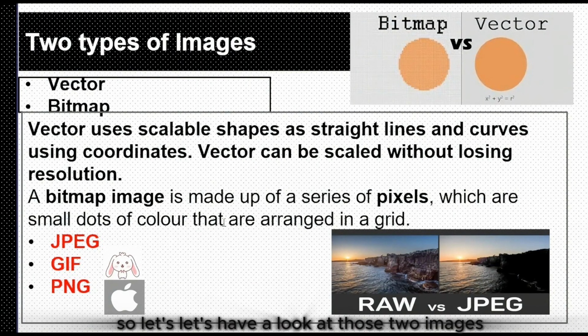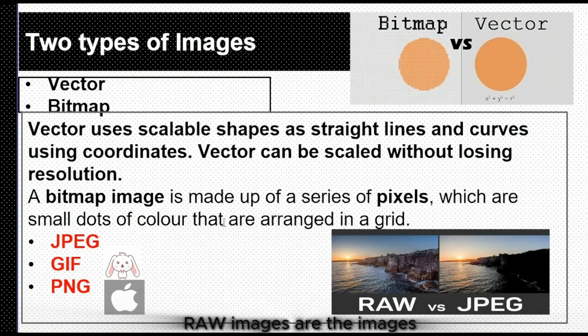So let's have a look at those two images. One is called RAW and one is called JPEG. Can you see any difference? There is a slight difference. One is a bit darker on the right, but they are both the same. But when you take that image to a printer and ask the printer, can you enlarge that image to a poster size? The first thing the printer will ask is, is it a RAW image or a JPEG? So what do we mean by that?